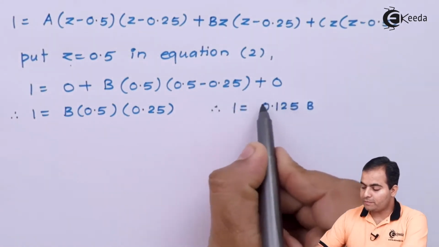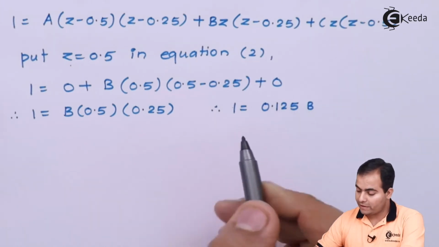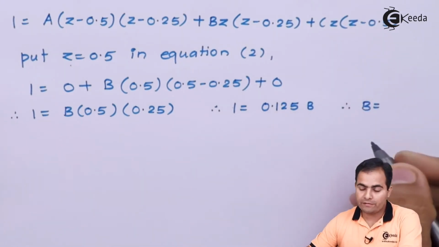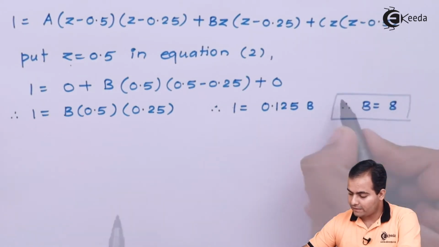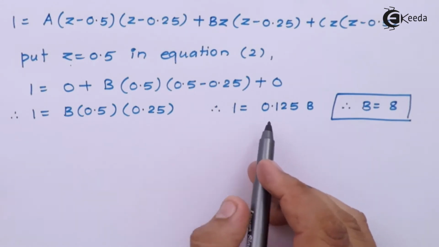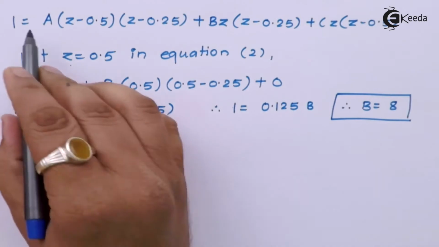So if I shift this b on the left hand side, the coefficient of b, what will you get? The b value will be 1 upon 0.25 and the answer is 8. We have seen the similar output in a also while calculating a. Now we will calculate the value of c. Now the last value, which is 0.25, I am going to substitute in equation number 2.